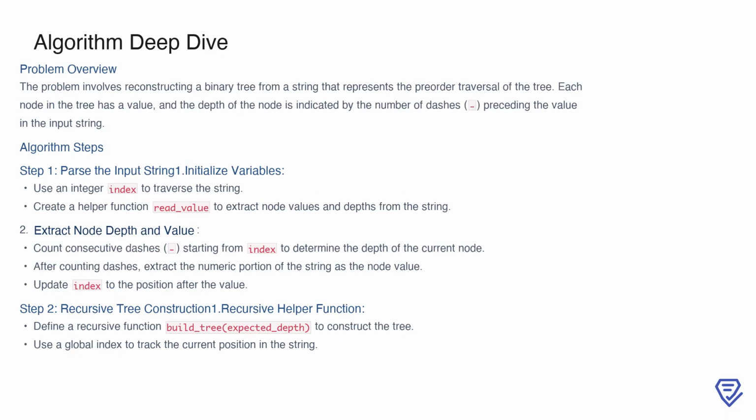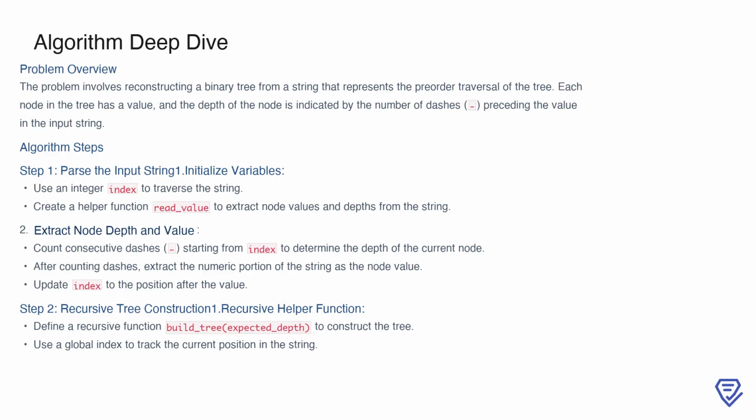To solve this problem, we need to reconstruct a binary tree from a string that encodes its preorder traversal. In this representation, each node's value is preceded by a number of dashes that indicate its depth in the tree. The first step in our algorithm is to parse the input string. To do this, we initialize an index variable to traverse through the string and implement a helper function, read_value, to extract the depth and value of each node.